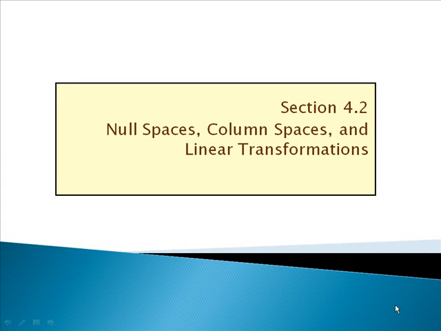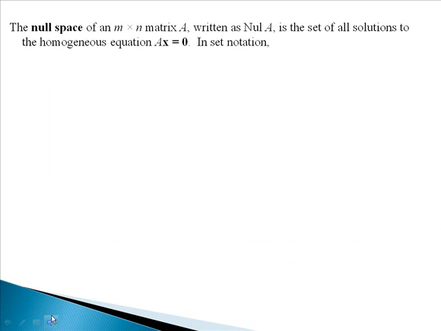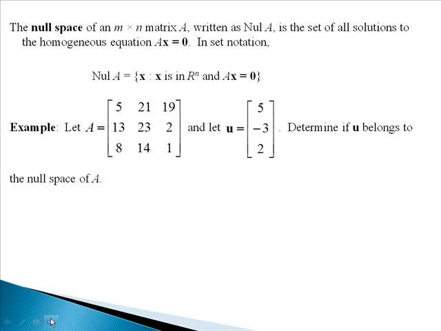Section 4.2, Null Spaces, Column Spaces, and Linear Transformations. The null space of an m by n matrix A, written as Nul A, is the set of all solutions to the homogeneous equation Ax = 0. In set notation, the null space of A is the set of all vectors x, where x is in the space R^n, and Ax = 0. So let's look at an example.